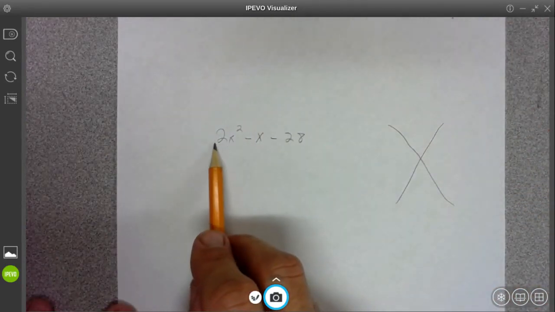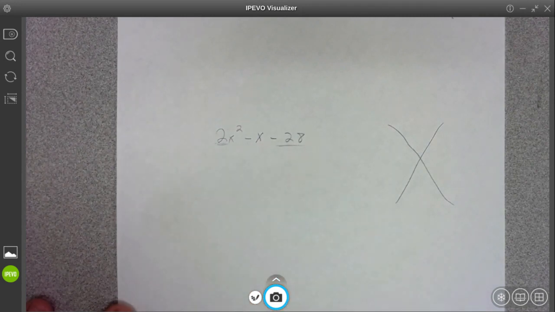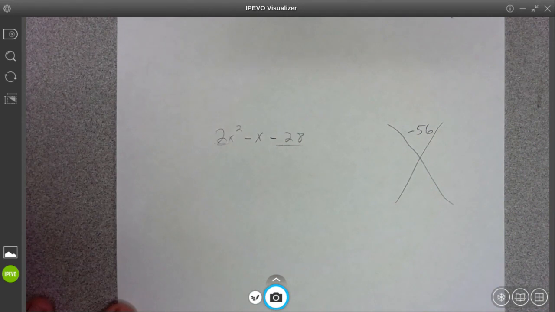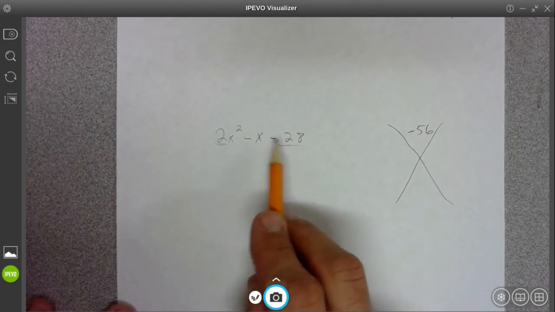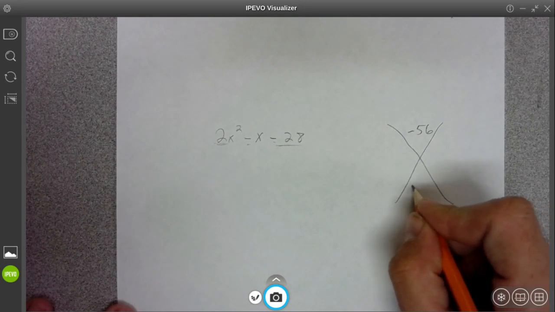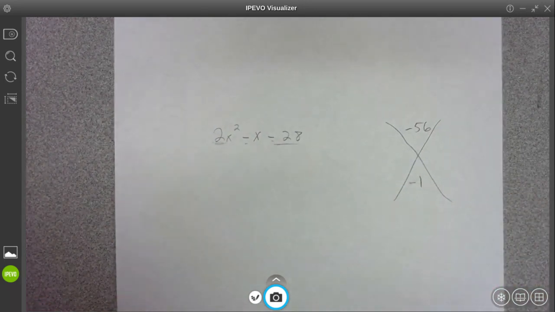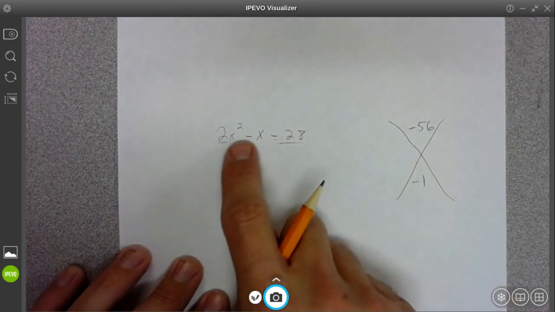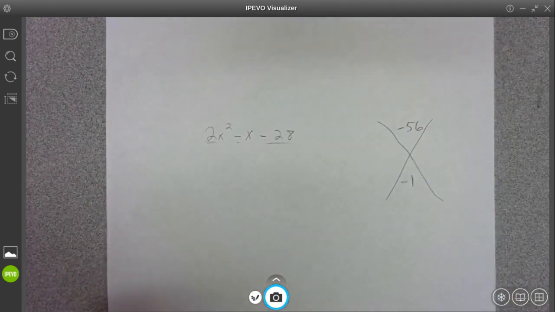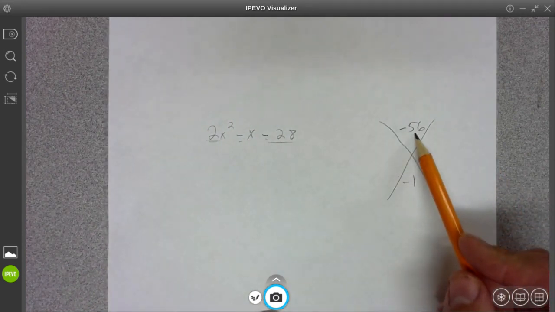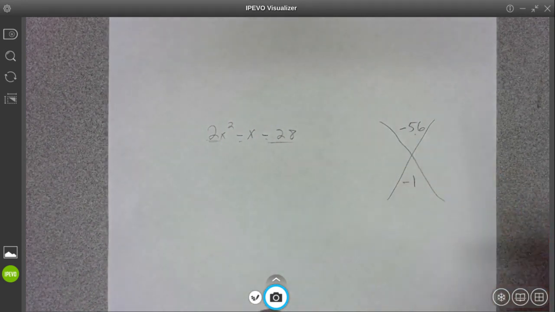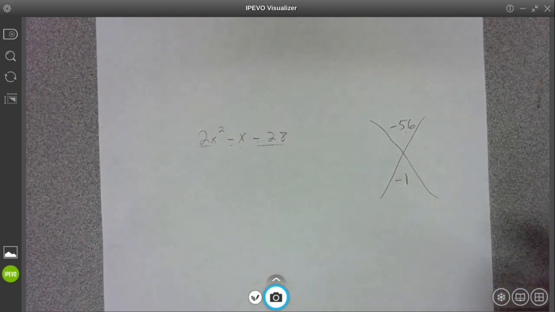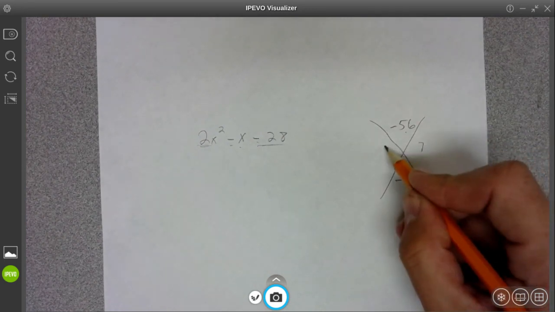We're going to do A times C, so 2 times -28. That's -56. And they have to subtract to give you -1. Yeah, I'll just put -1. I don't think it matters. They have to subtract to give you 1. The bigger sign is going to be negative. All right. So two numbers that multiply to 56, and they subtract to give you 1. This is going to be a 7 and an 8.